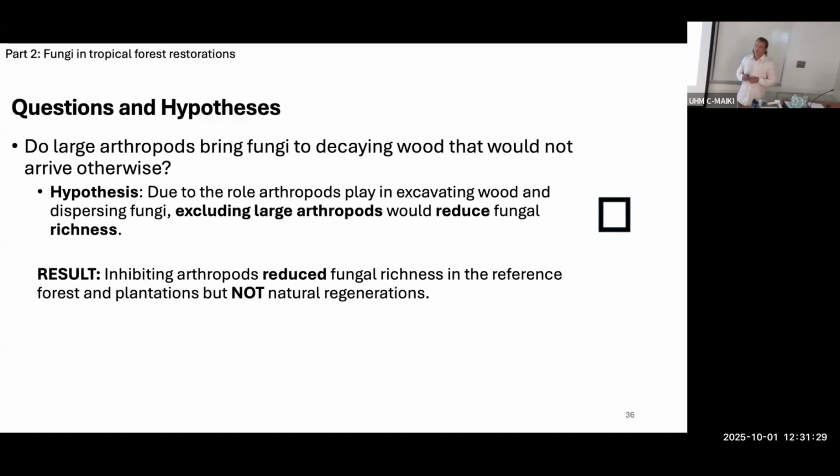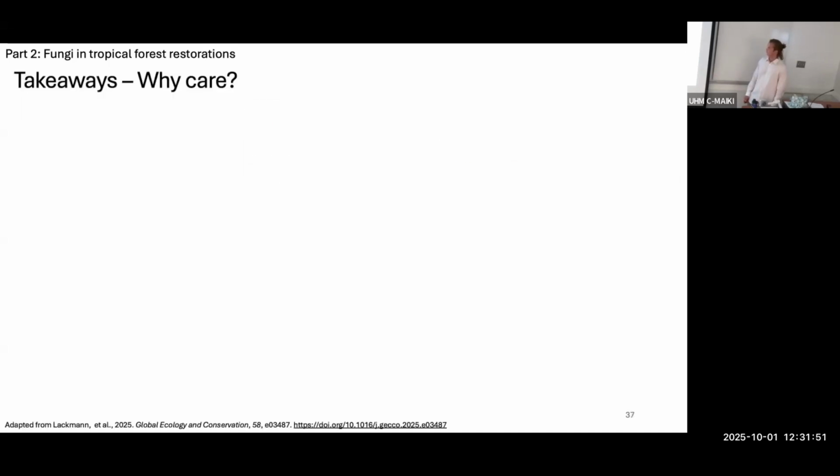I can talk about those later, but essentially the natural regeneration is a much more open system. There's a lot less canopy cover, there's a lot more wind, and so this sort of windborne dispersal might actually just flood out any sort of influence of arthropods in that restoration.